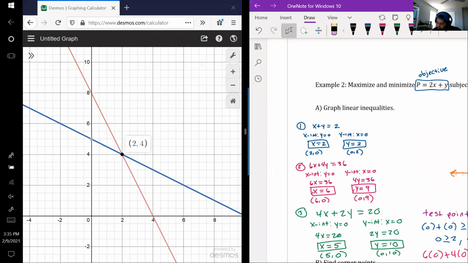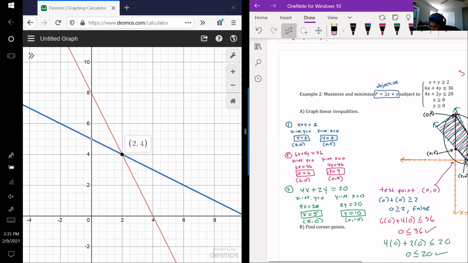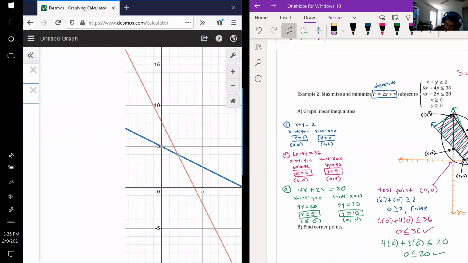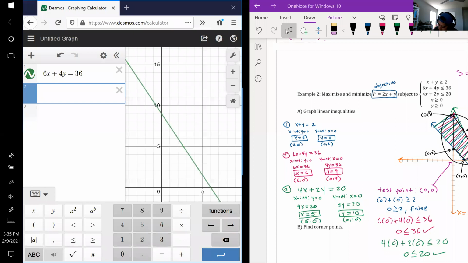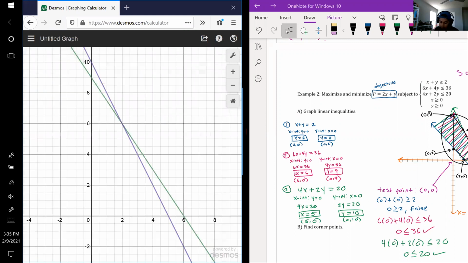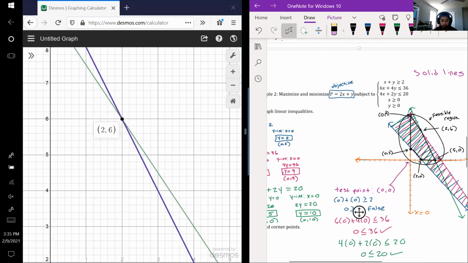So back to Desmos. I just need the green and the red line because that's their intersection point. So I'm going to do 6x plus 4y equal to 36. And then 4x plus 2y equal to 20. All right, there we have it. Now let's look at their intersection point, and hey, my graph was pretty spot on.